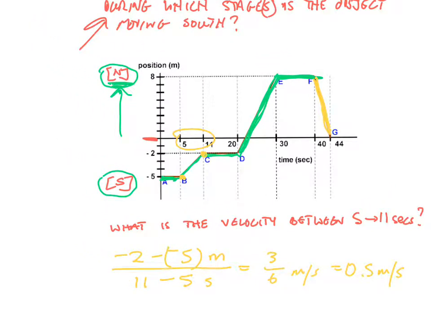Okay, so we can see the PT graphs can tell us quite a bit. The slope is related to the velocity of an object, and the sign will tell us what direction that object is moving and what velocity it's moving with.